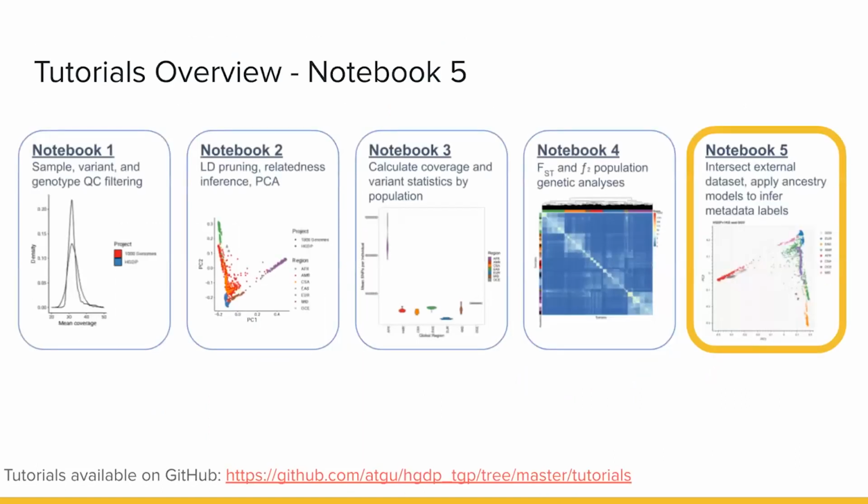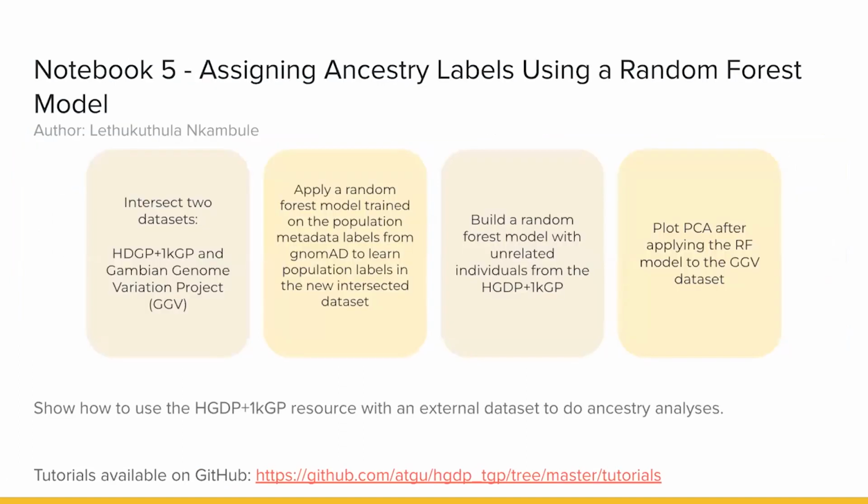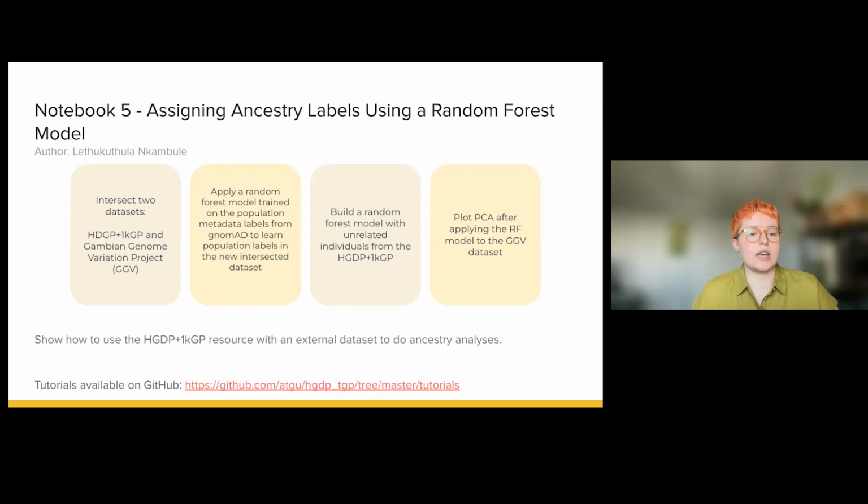So then finally moving on to notebook 5. This notebook focused on assigning ancestry labels using a random forest model. To do that, we intersected two data sets: our HGDP 1,000 Genomes data set as well as the Gambian Genome Variation Project, or GGV. We then applied a random forest model, trained on population metadata labels from gnomAD, to learn population labels in the new data set that we intersected. We built the random forest model with unrelated individuals from the HGDP 1,000 Genomes data set, and finally created PCA plots after applying the random forest model to the GGV data set.